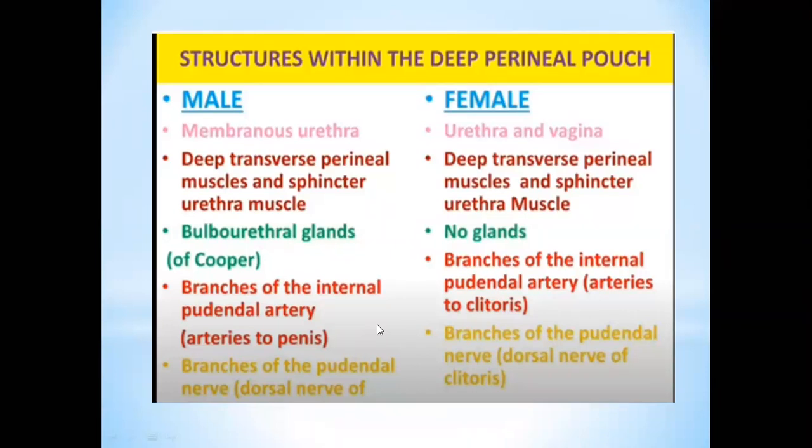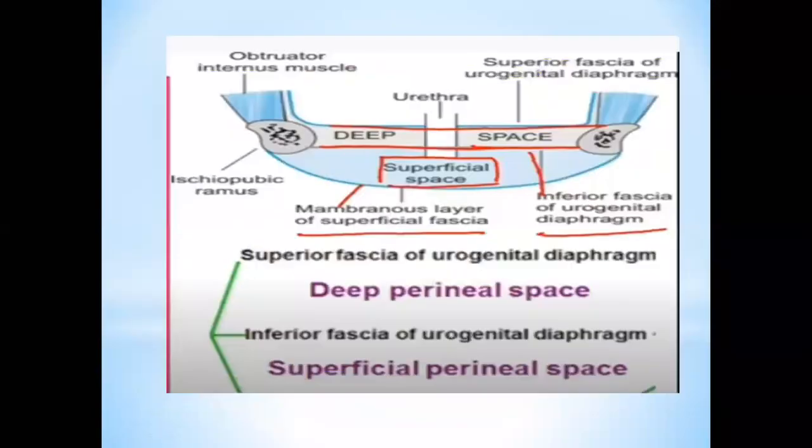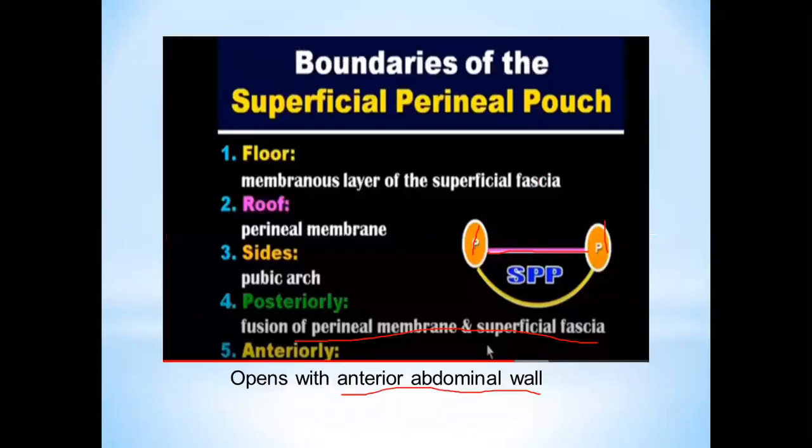First, the superficial perineal pouch. The boundary of the superficial perineal pouch from superficial to deep: first we find the membranous layer of superficial fascia, called Colles fascia, which is continuous with the fascia of Scarpa of the abdomen. Excellent.